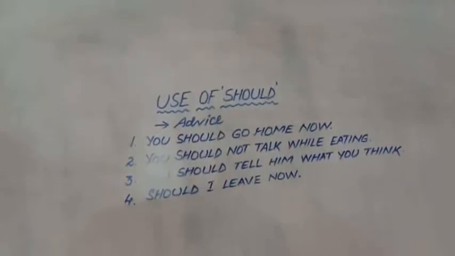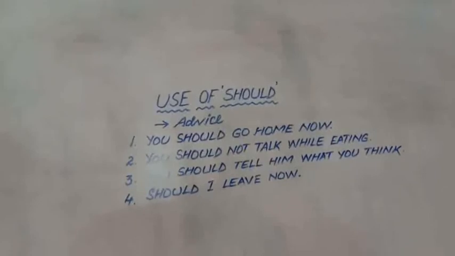See the first example of the sentence. You should go home now. So when I tell you you should go home now, what I am saying, I am giving an advice. And what is my advice? That it is time to go home. So my idea over here is clear, that now it is time to go home, please go. So when I am giving a clear-cut advice, I should use the word should.